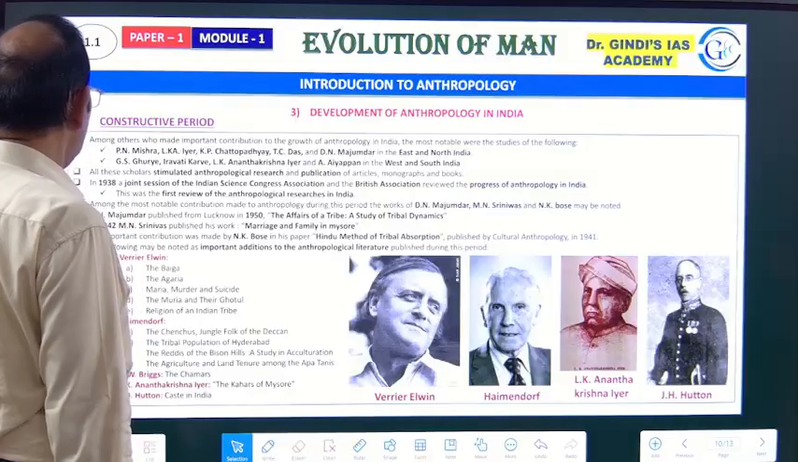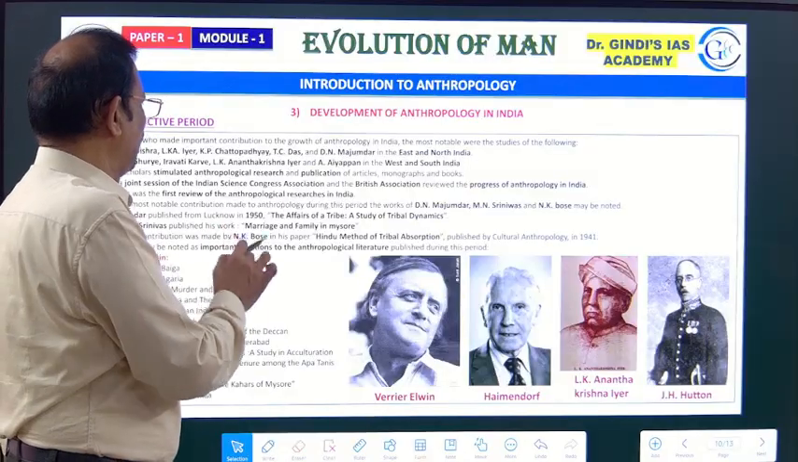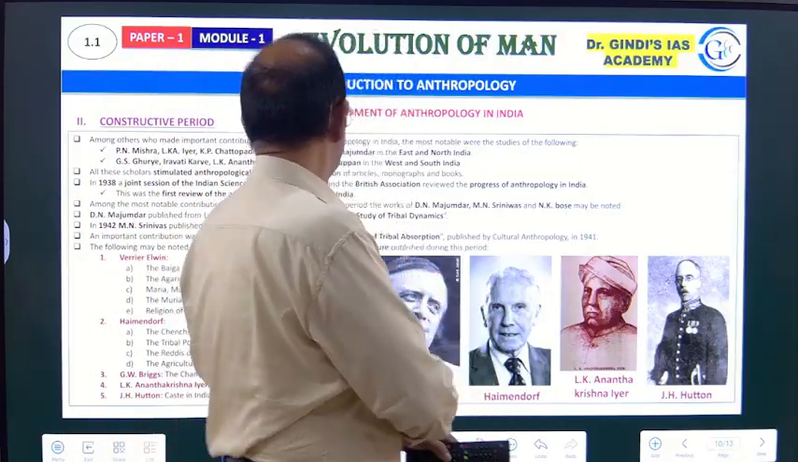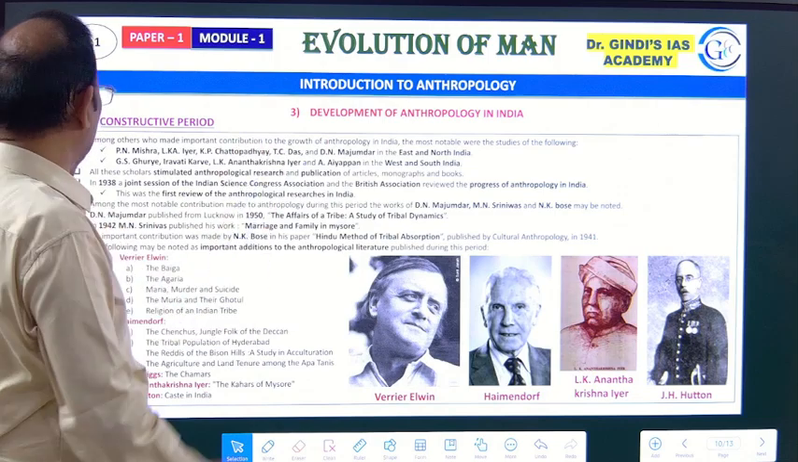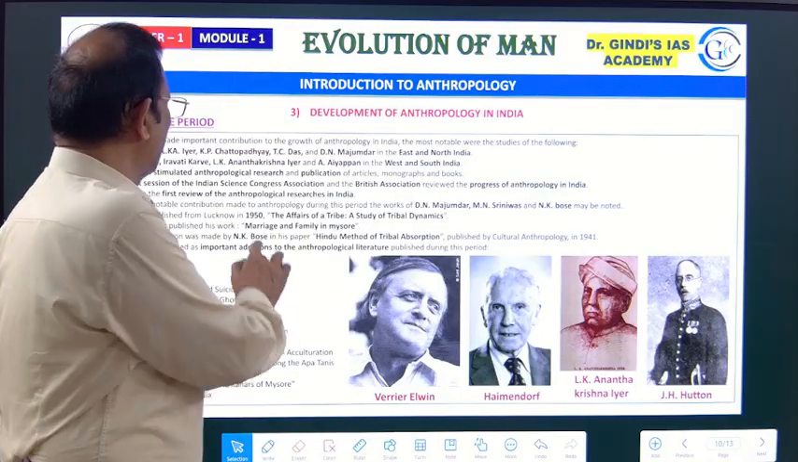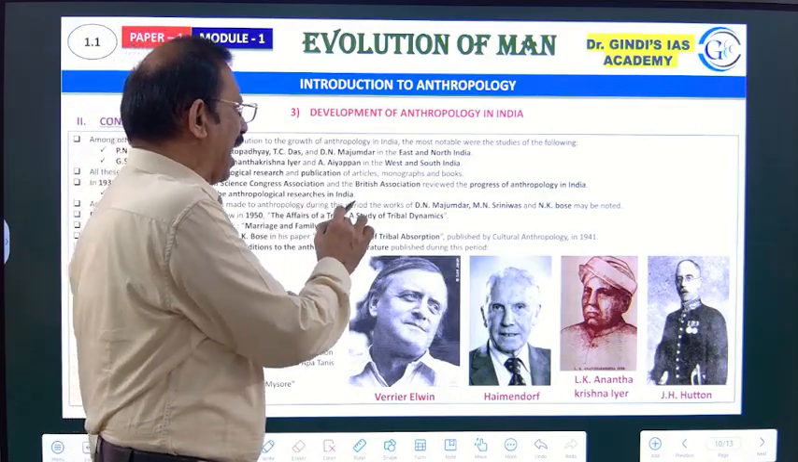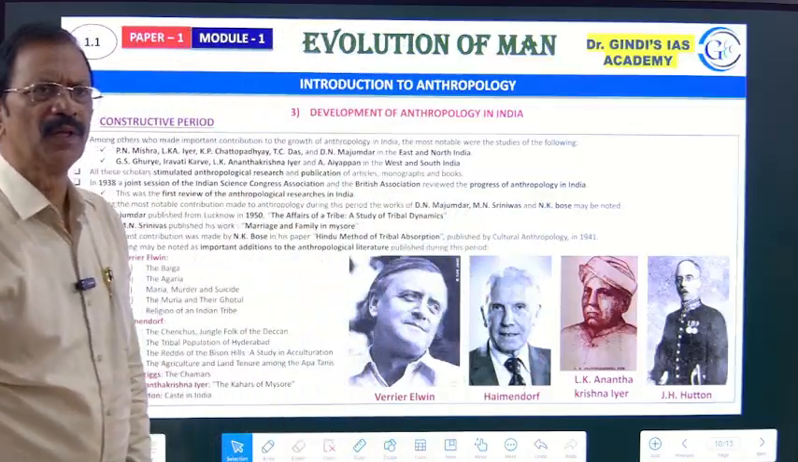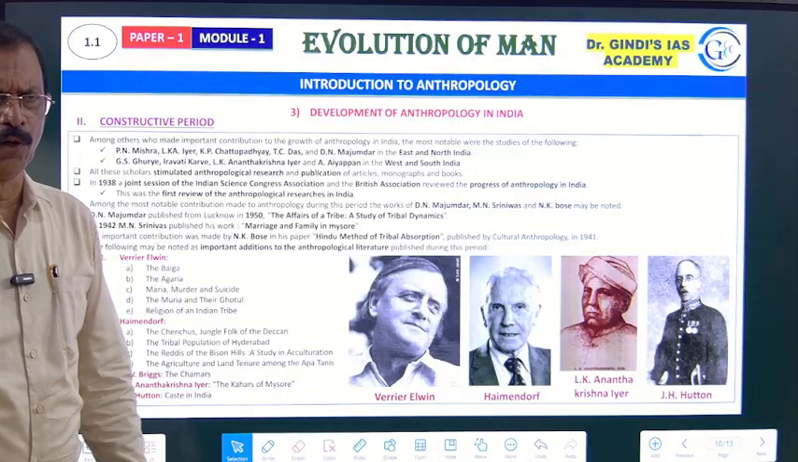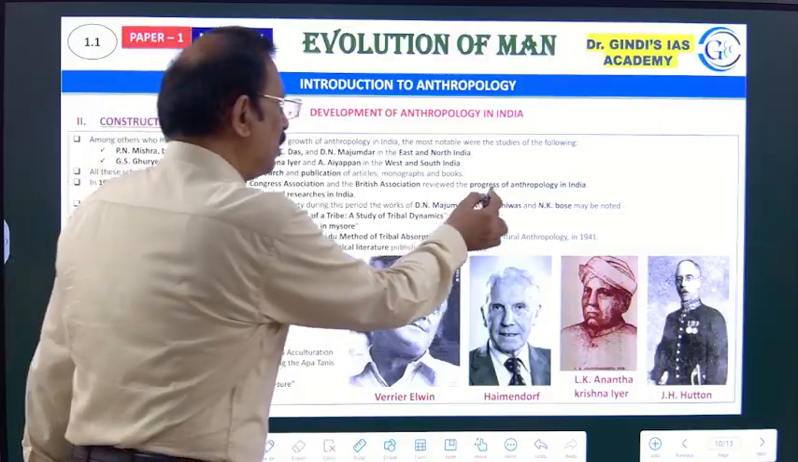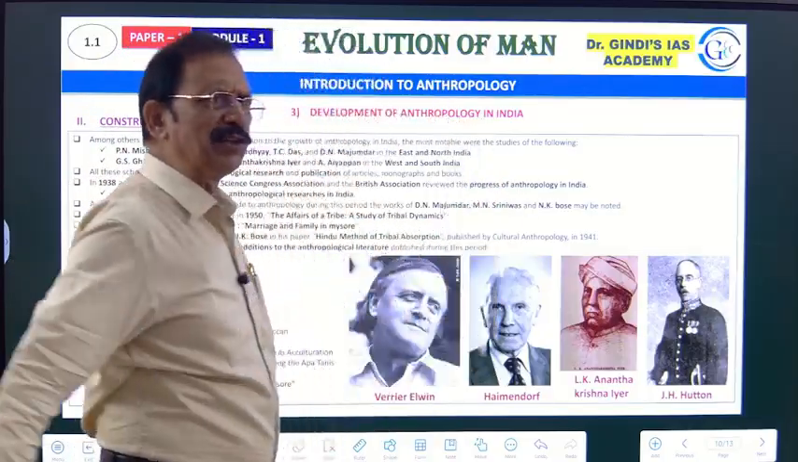Next, all these scholars stimulated anthropology research and the publication of articles, monographs and books. Then in 1938, what happened? A joint session of the Indian Science Congress Association and the British Association reviewed the progress of anthropology in India. That was a joint session, just as you know the joint session of Rajya Sabha and Lok Sabha.